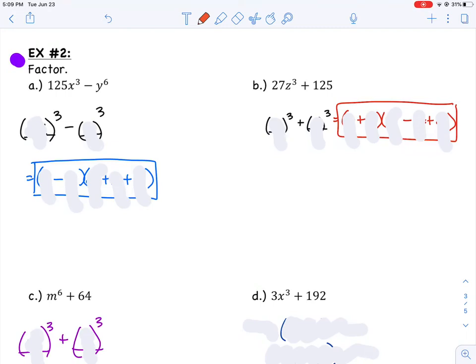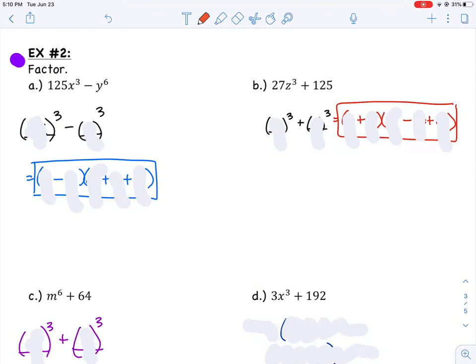If I tried squares, is 125 a perfect square? Is there a square root of 125 that works out evenly? Or is x cubed a perfect square? Can I divide 3 by 2 equally? Well, it doesn't look like it, so that's how I know it's not a squares problem. So let's see if it's a cubes problem.